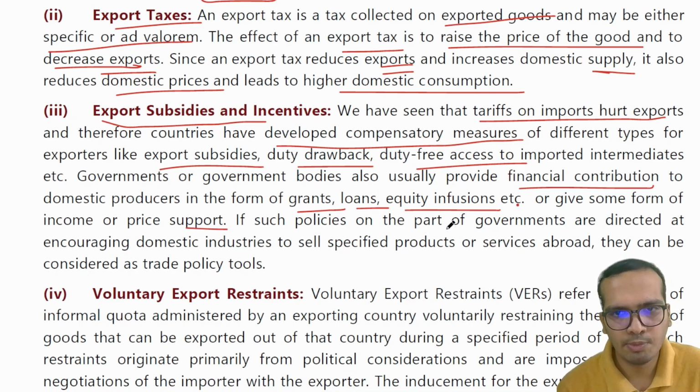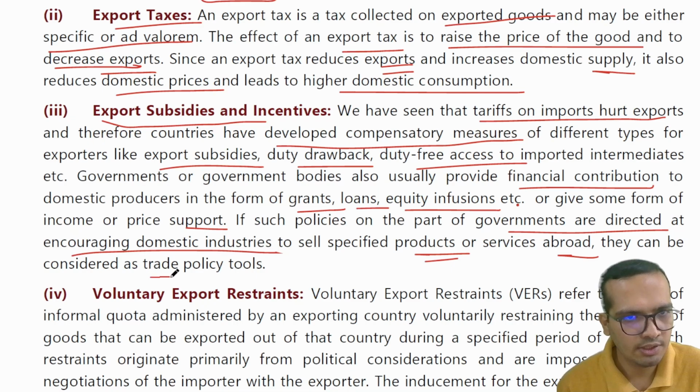If such policy on the part of government are directed at encouraging domestic industries to sell specific products or services abroad, they can be considered as trade policy tools.